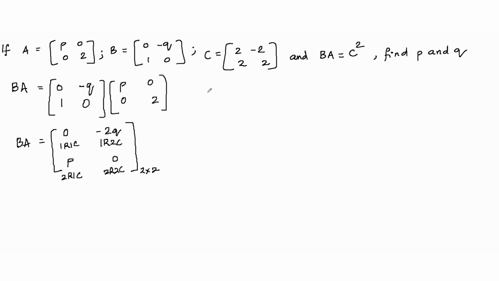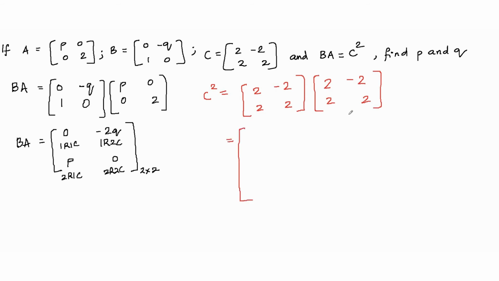And now let me find the matrix C square. So C square would mean C multiplied by C. So that's 2, 2, negative 2, 2 multiplied with another C. That's 2, 2, negative 2, 2. And now this is going to be again a 2 by 2 matrix, right? So now you will have first row, first column, first row, second column, second row, first column, and second row, second column. So now let's evaluate the values.